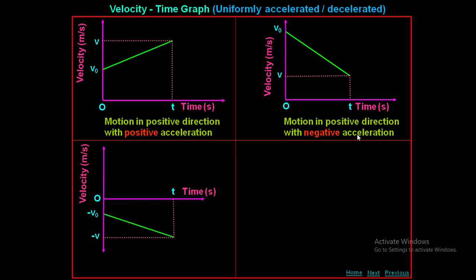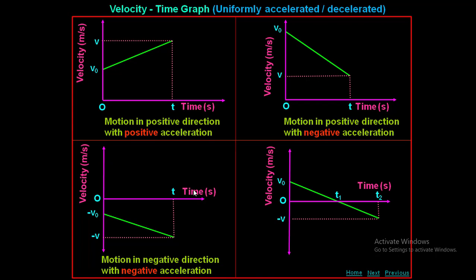This is the velocity time graph for a body moving in negative direction with negative acceleration. So motion in negative direction with negative acceleration, because we are drawing the graph in the 4th quadrant. In the 4th quadrant, the acceleration is negative. Moreover, it is moving in negative direction alone because it belongs to the negative y-axis. That is negative velocity. But time is positive here.